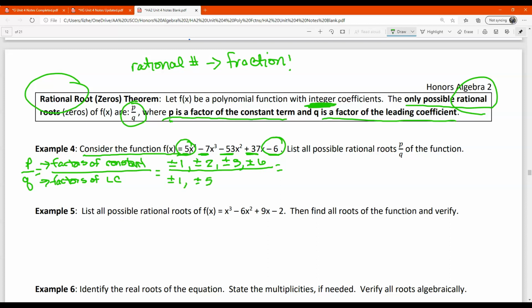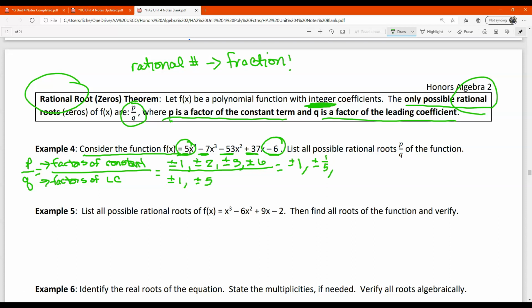So now I can put those together. That means every one of these numerators can go over every one of these denominators. So what does that mean? I can have 1 over 1. Which is 1. I can have 1 over 5, which is plus or minus 1/5.